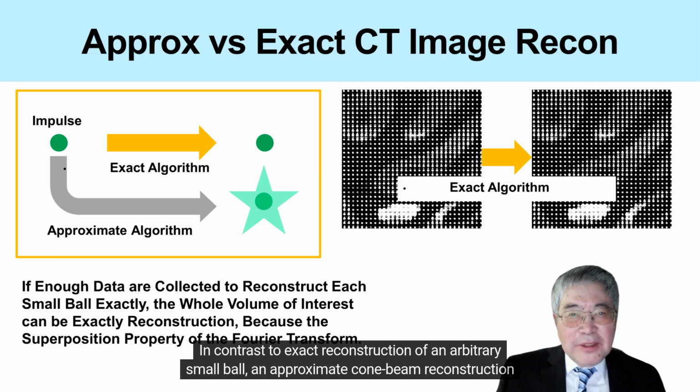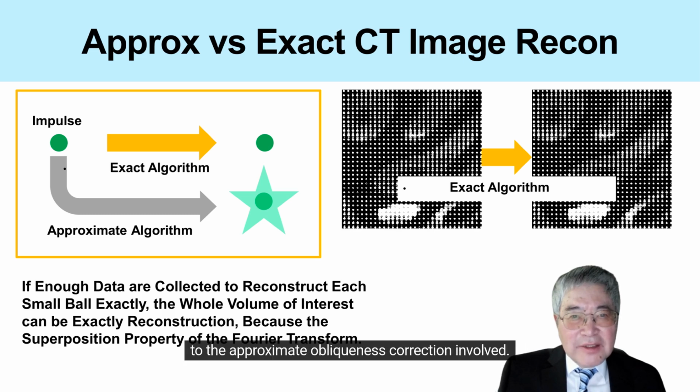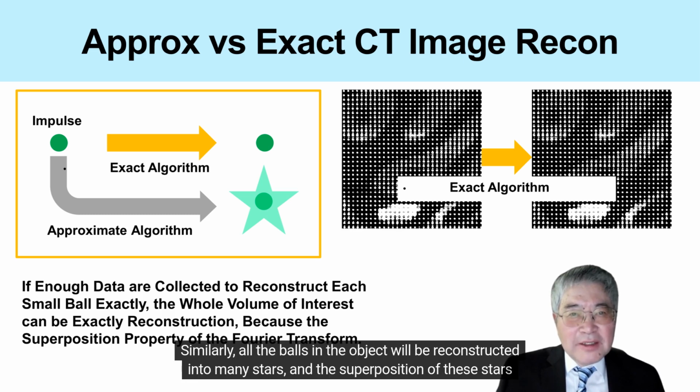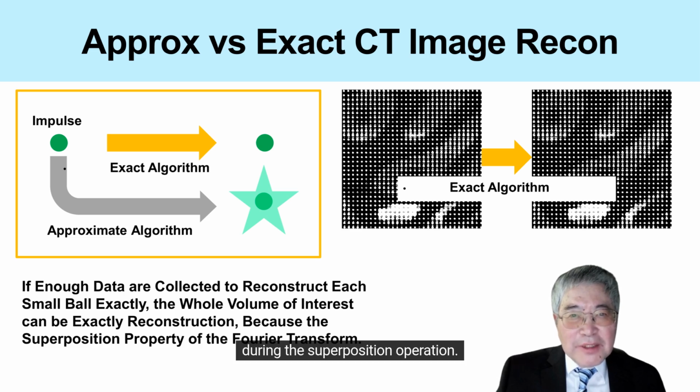In contrast to exact reconstruction of an arbitrary small ball, an approximate cone beam reconstruction algorithm, such as the generalized Feldkamp algorithm, will be unable to reconstruct the ball exactly due to the approximate obliqueness correction involved. For example, a ball will be reconstructed into a star. Similarly, all the balls in the object will be reconstructed into many stars, and the superposition of these stars will give an approximate cone beam reconstruction only, since errors cannot be cancelled out perfectly during the superposition operation.